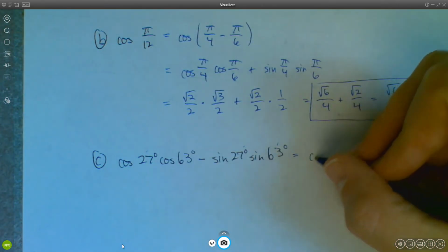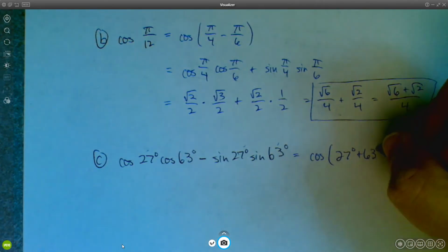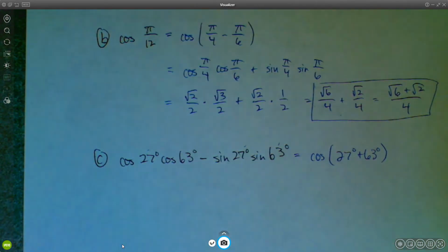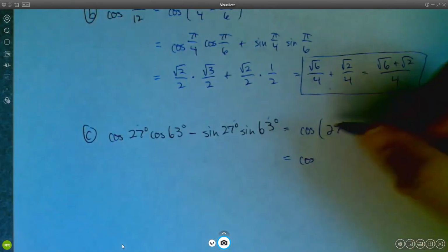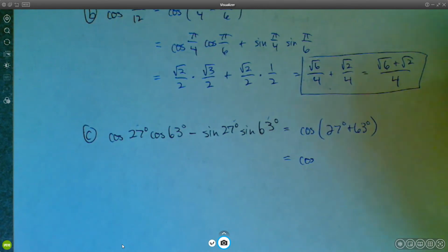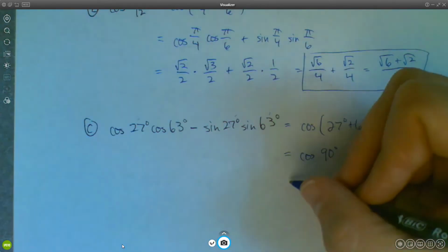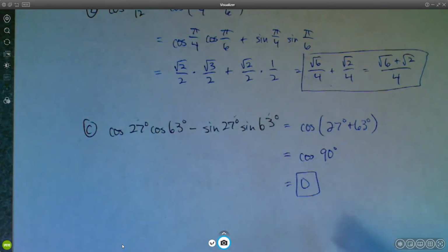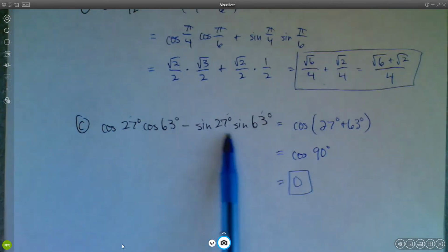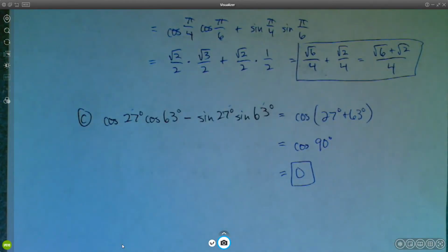So this is going to be cosine of 27 degrees plus 63 degrees. Okay, so I'm just using that same rule but in reverse. And 27 plus 63 is 90. So this is cosine of 90 degrees. Cosine of 90 degrees is 0. So you should just get 0. It would be interesting. You should plug that into your calculator and verify that you do in fact get 0 there, but it should be 0.